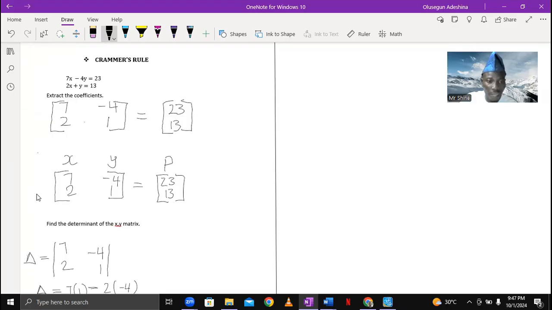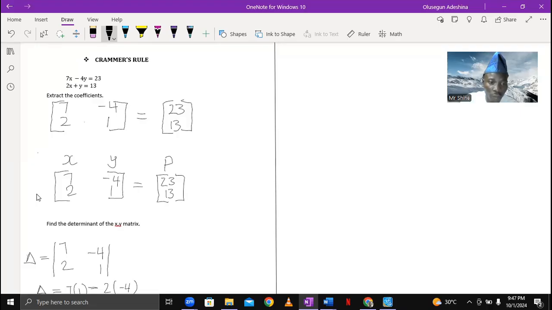Now, if we are solving for X, we are not going to use the coefficients of X. So the column of X will be removed. Okay, the elements in the X column will be removed and they will be replaced by the constants. So instead of 7 and 2 under the X column, we're going to have 23 and 13. But in the Y column, the elements remain -4 and 1 because we are not dealing with Y at the moment. We are dealing with X.